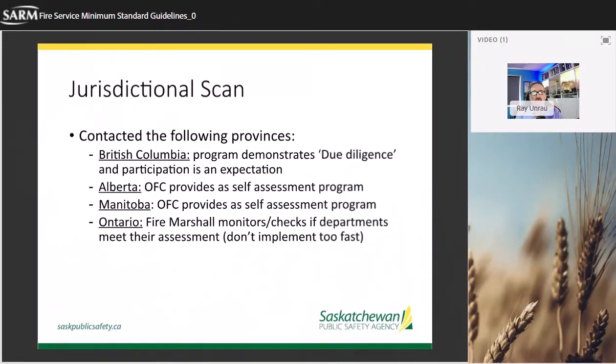Then the OFC can see who's participating and who's not, and it really is just more of a self-assessment tool if they choose to participate. The Manitoba experience was very close to ours.